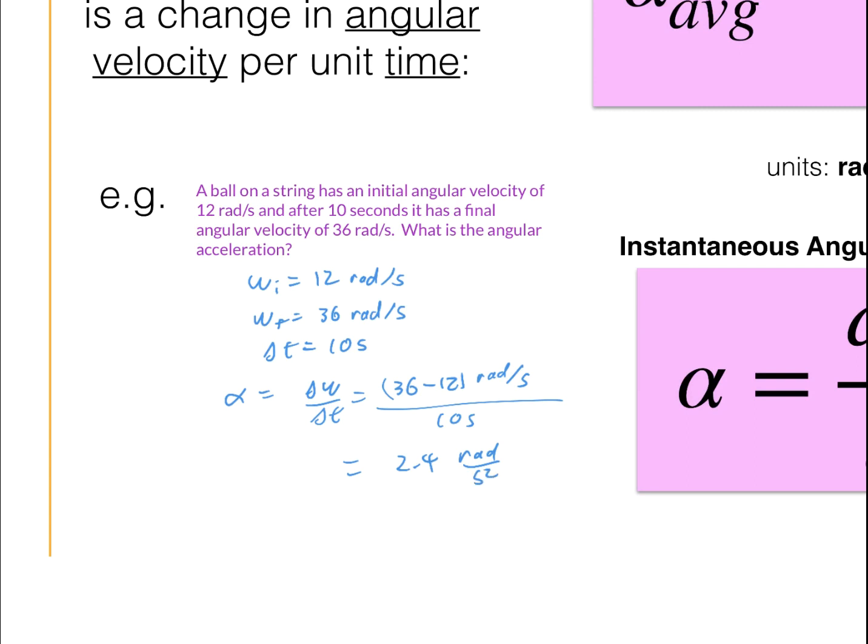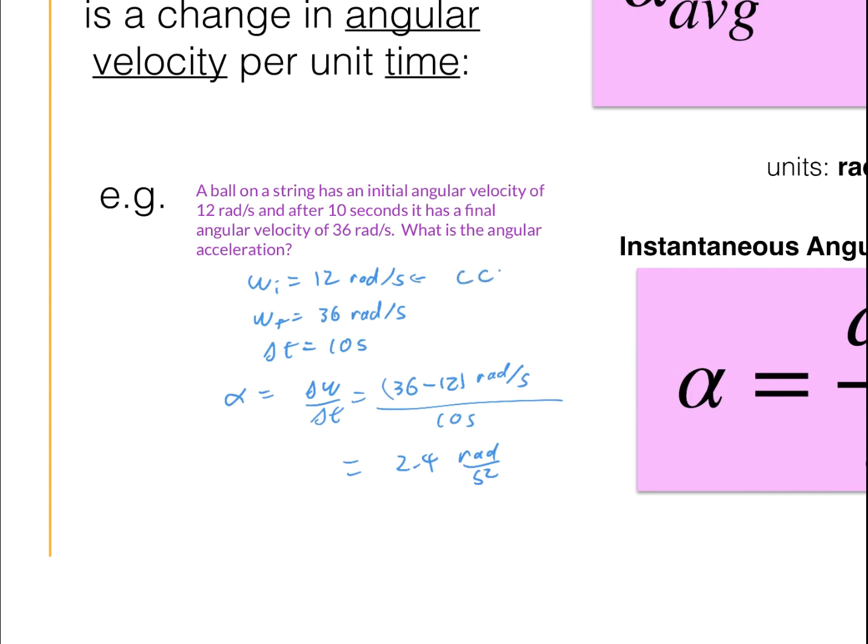radians per second squared. So an important thing to note here: I said it started at 12 radians per second and went to 36 radians per second. Remember we said that positive means that it is rotating counterclockwise. So this thing is rotating counterclockwise.